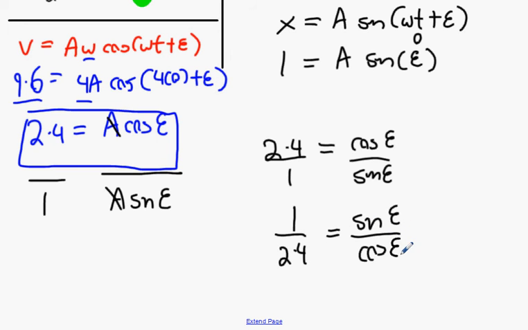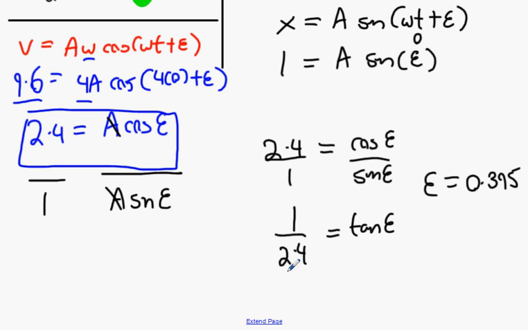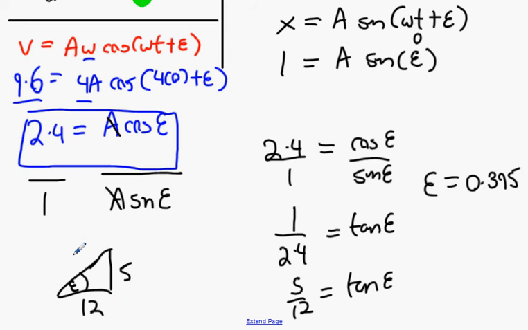Why did I do that? What am I trying to set up? Trying to set up tan epsilon. Okay, because sine epsilon over cos epsilon is tan epsilon, I'm going to tan inverse that. Epsilon equals 0.365. Just so you know, I put that into the calculator. That's also 5 over 12 equals tan epsilon. So I decided to go off to the corner here, call that epsilon, call that 12, call that 5, then just do Pythagoras' theorem to find out that's 13. You'll see I'll need that in a second.